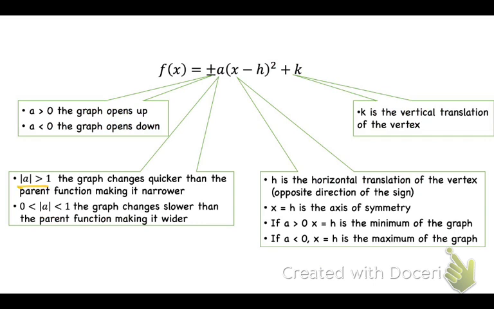Okay, if a is greater than 1, the graph is narrower. If a is between 0 and 1, which would make it a proper fraction. Do not say fraction, because isn't 4/3 a fraction? Yep. But is 4/3 greater than 1? Yes. So if it's between 0 and 1, then it's wider.